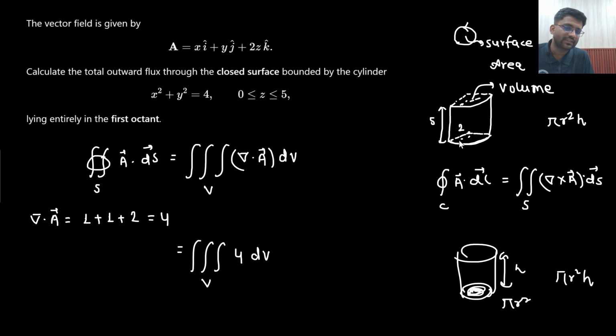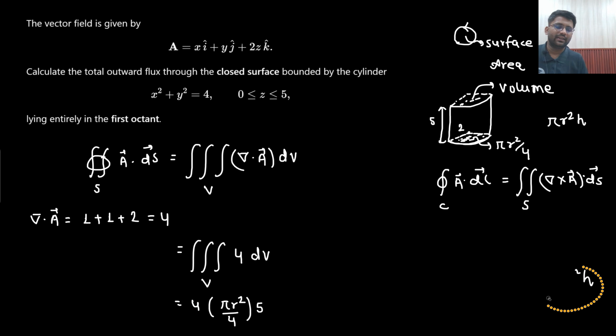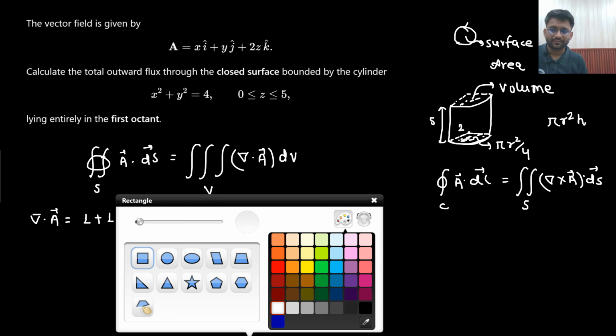Similarly, what is this area? Sir, this is one quarter, so the base area is pi r square by 4. Pi r square by 4 is added 5 times. So the volume will be nothing but pi r square by 4 added 5 times. How did this formula come? Pi r square multiplied with h, for a cylinder.